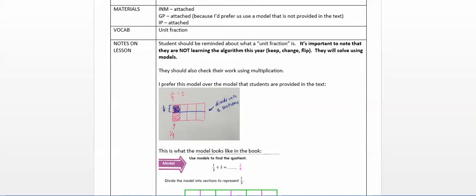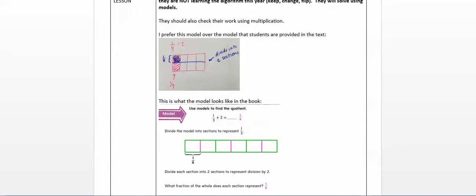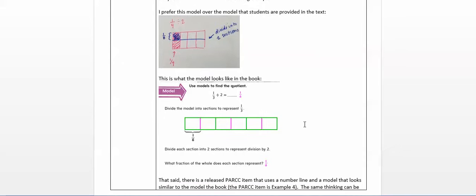That's pretty clear. Okay, so one thing I want to share, two different models that I want to highlight. The book uses a model that looks like this. This is the problem 1/3 divided by 2. So they're taking this whole, it's green, and they're splitting it into thirds. It's these green lines right here. And then they're splitting each of those thirds into two equal pieces. So what we see is that we have 6 pieces in all, which means that when I take 1/3 and I split it into 2 equal groups, there's 1/6 in each group.